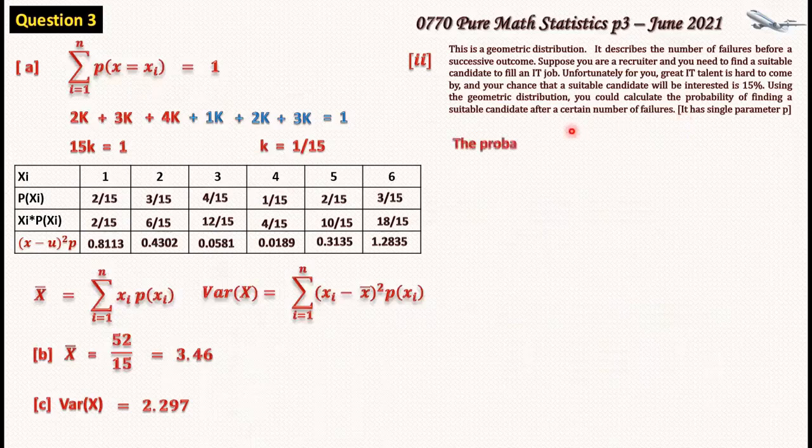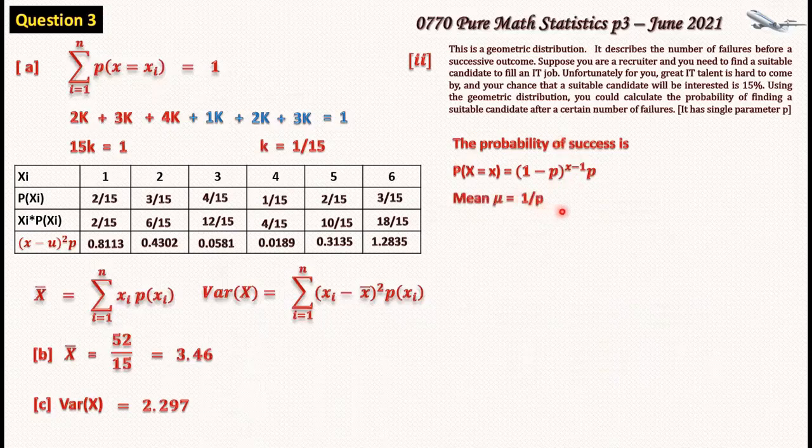So the probability is P of X equals 1 minus P to the power X minus 1, times P. This is for the geometric distribution, right? Here the mean is given by 1 over the probability of getting the first successful qualified applicant. And the variance is given by 1 minus P, all over P squared. So these are the characteristics of the geometric distribution, as we already know.